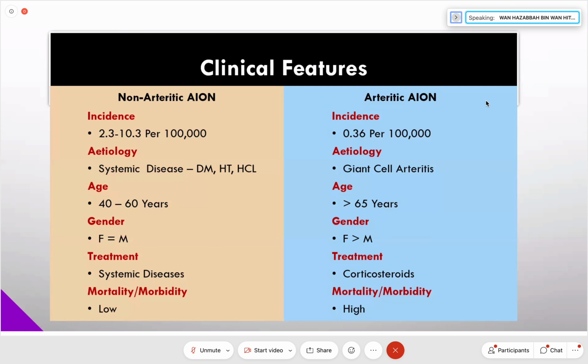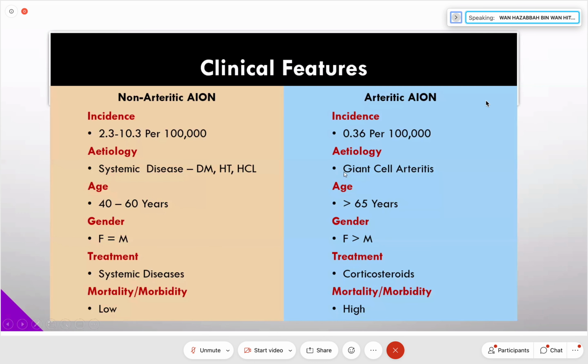So, which is very, very rare. Okay. The etiology, because the most common here, patient having all the systemic problems in non-arthritic: diabetic, hypertension, hypercholesterolemia, which contribute a lot in terms of the pathology. For arthritic, mainly due to GCA, more than 90%, and the age group is slightly different.